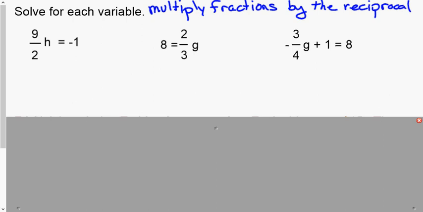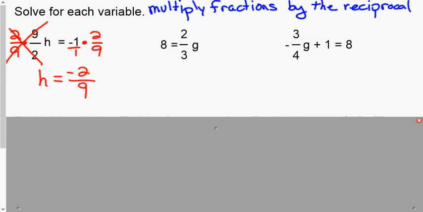All right, so in the first one here, we have 9 over 2, or 9 halves, h equals negative 1. So we are going to multiply both sides by 2 over 9. Again, why do we do this? The 2's cancel, the 9's cancel, and we're left with just h. On the right side, again, you can always make an integer as a fraction over 1. We multiply the top, we get negative 1 times 2, which is negative 2, over 1 times 9.